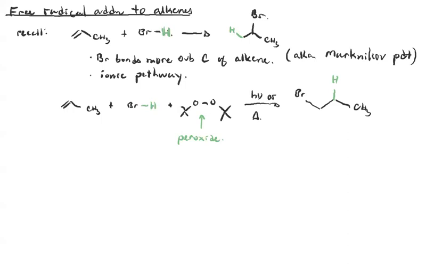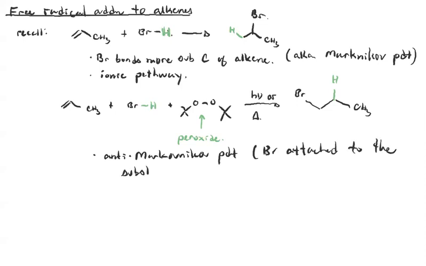All right, so how do we explain this? We're getting a different product. This is the anti-Markovnikov product, with bromide attached to the less substituted carbon of the alkene.